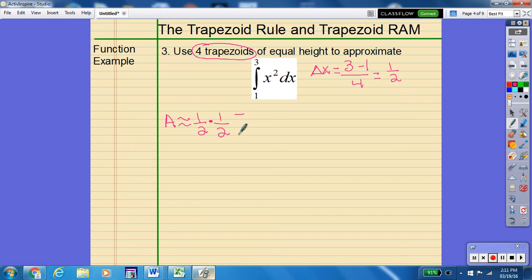And then inside the brackets, I'm going to have the first y value. Well, I've got to find some y values. If you think about it, we are going from 1 to 3. So if we're going from 1 to 3, and we are increasing by 1/2, the first y value, y sub naught, the first one, y sub 0, is going to be given by 1.